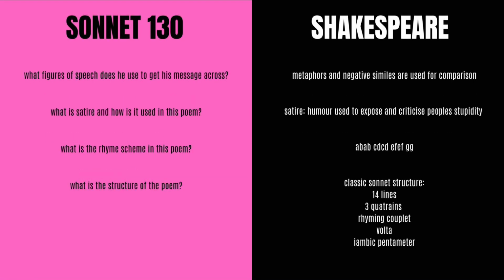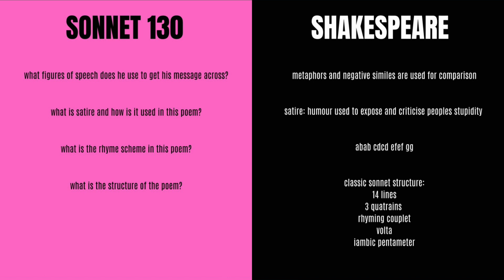What figures of speech does he use to get his message across? He uses negatives, metaphors, and similes. I'm telling you this now so that you make sure to pay special attention to the examples used throughout the poem, where the similes and metaphors are used in an opposite manner to what they are normally intended and used for.